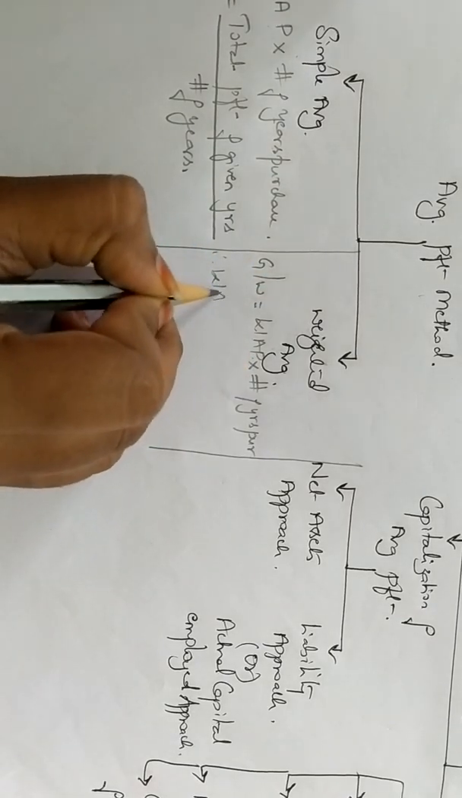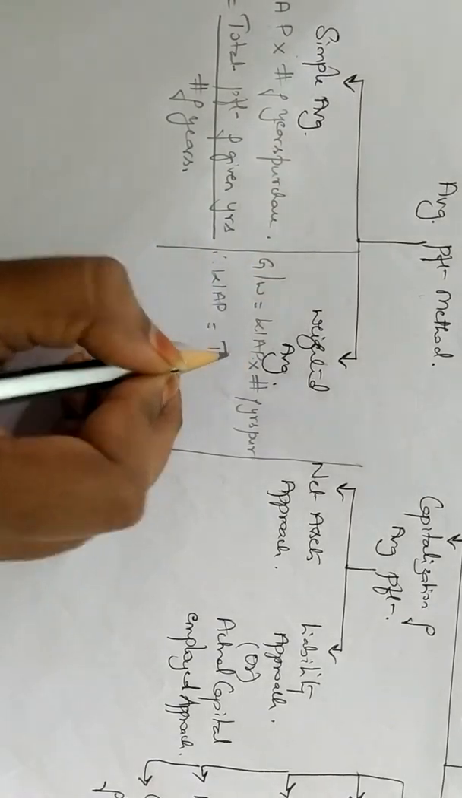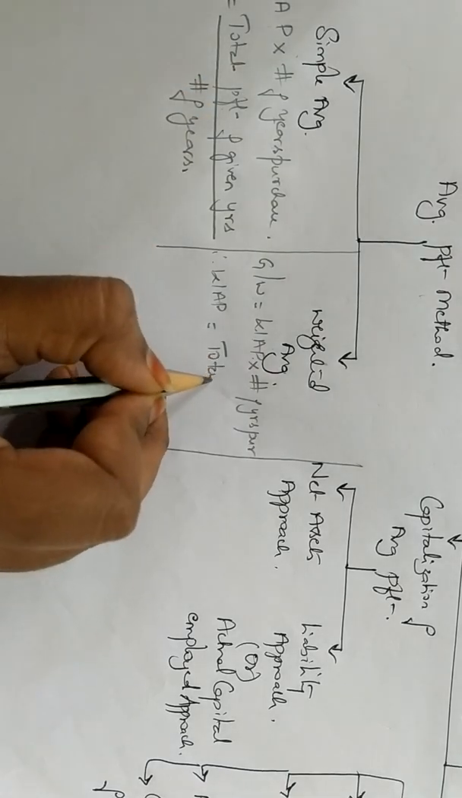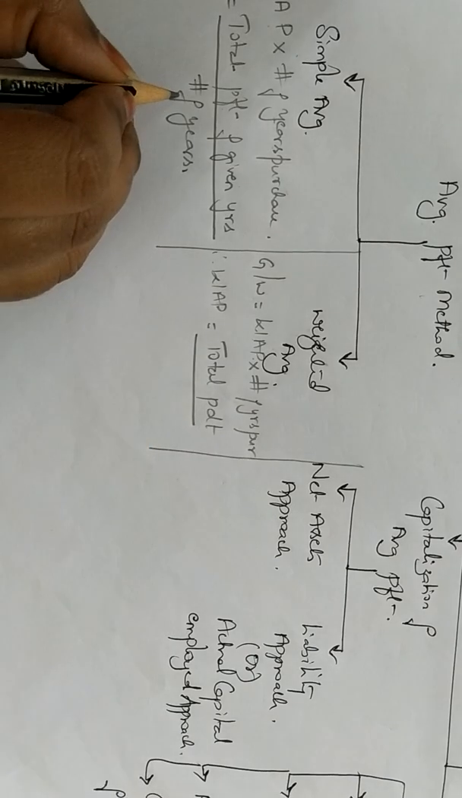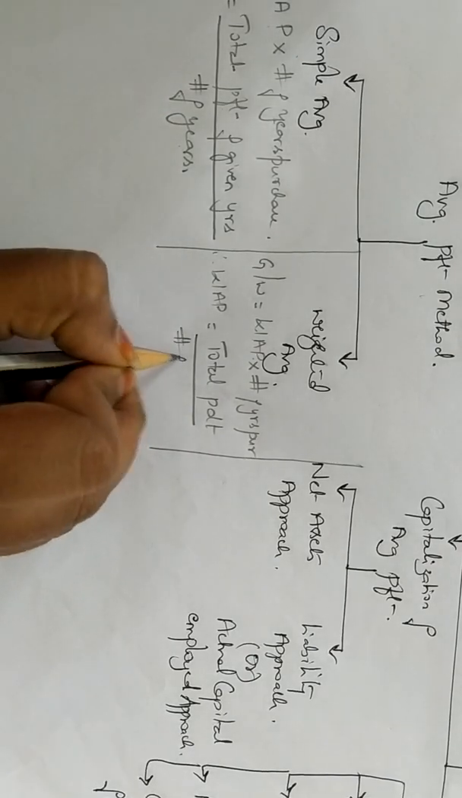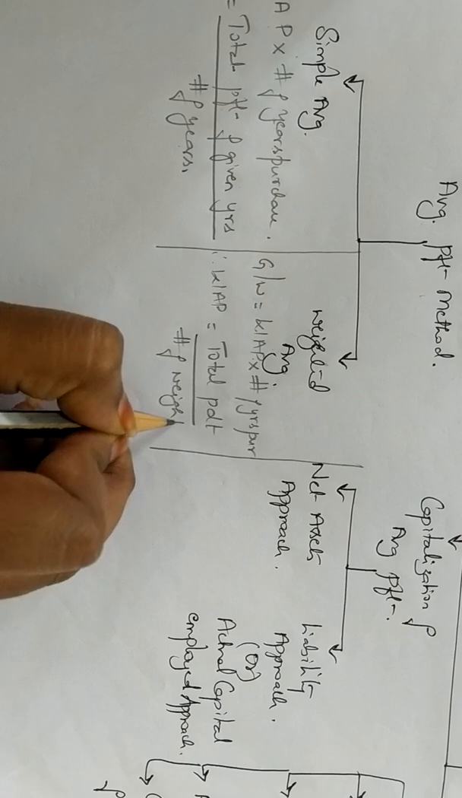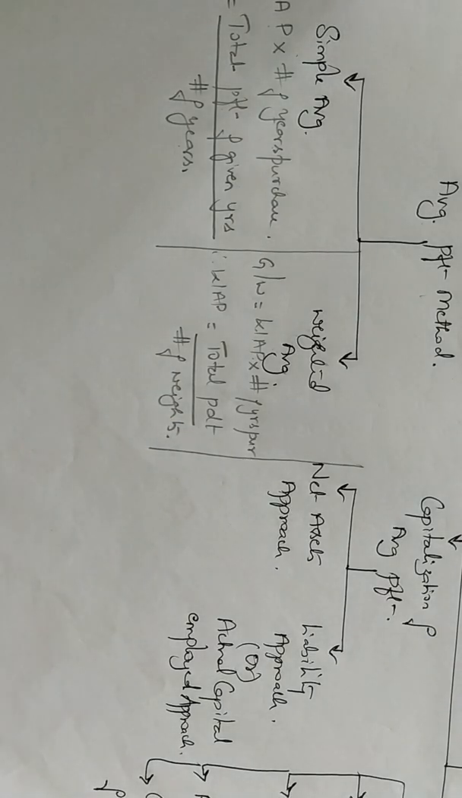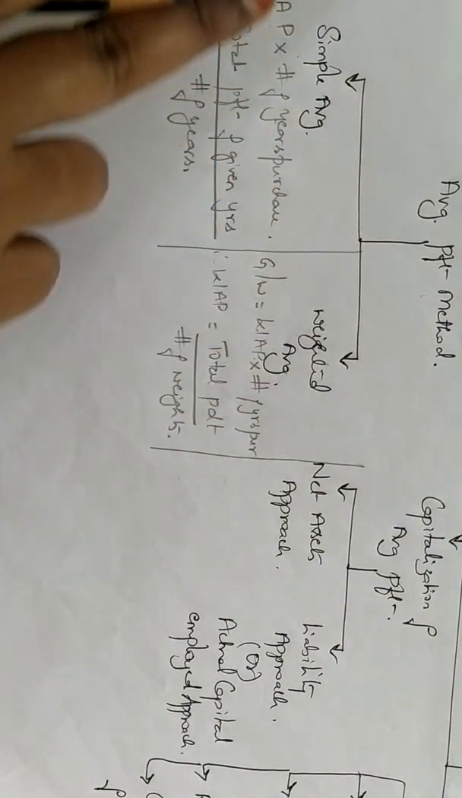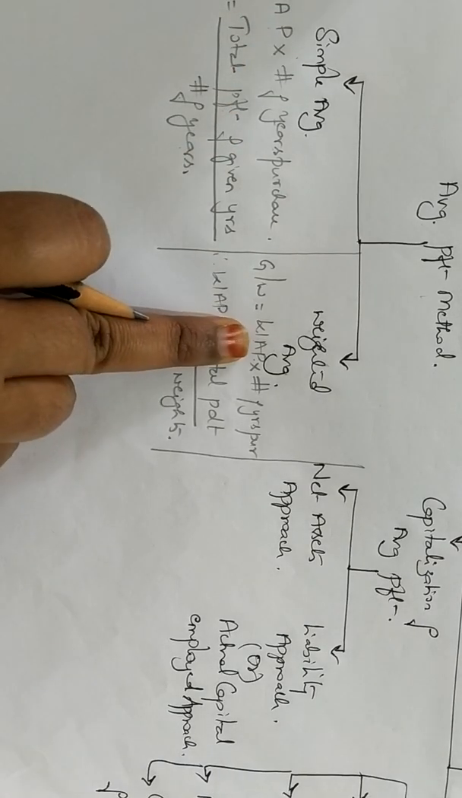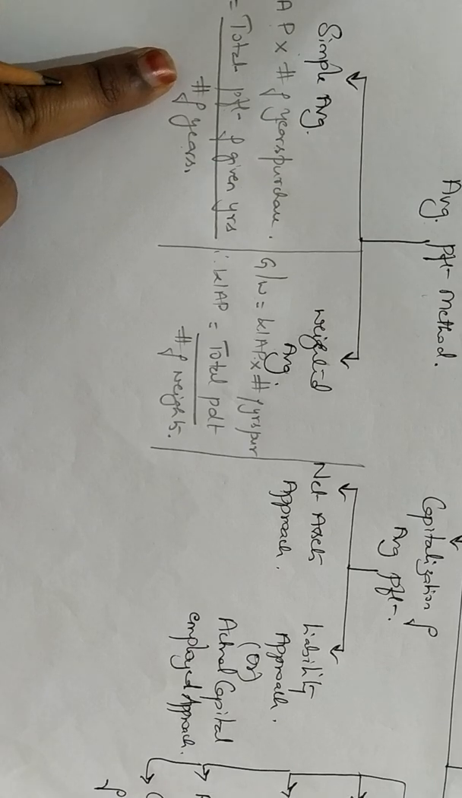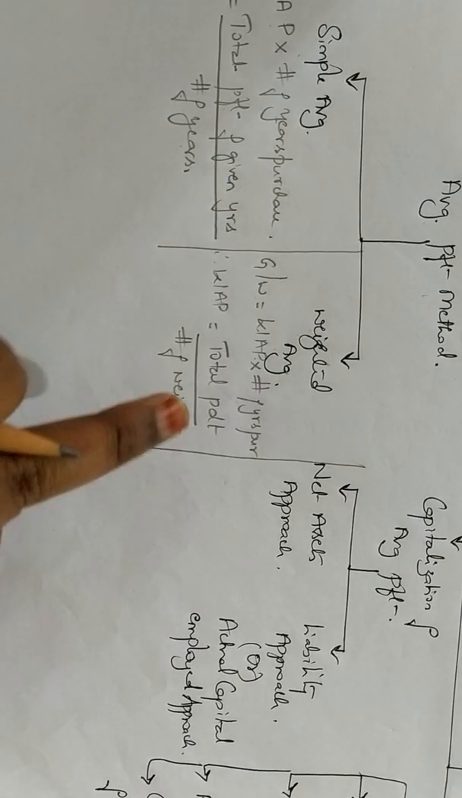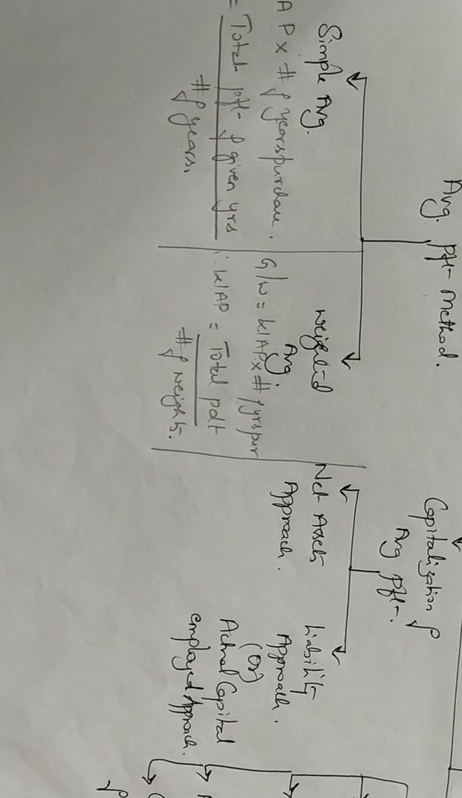Therefore, your weighted average profit is equal to, instead of writing total profit, I write total product, divided by, instead of number of years, I write number of weights. That is the only difference. Same formula. In place of SAP I am writing WAP. In place of total profit it is total product. In place of number of years it is number of weights. That is the only difference. So we'll see how this particular method is done.